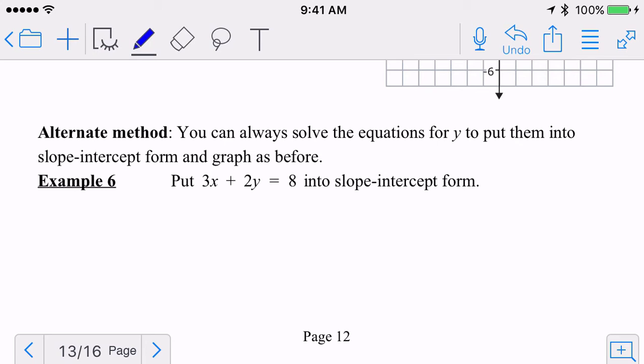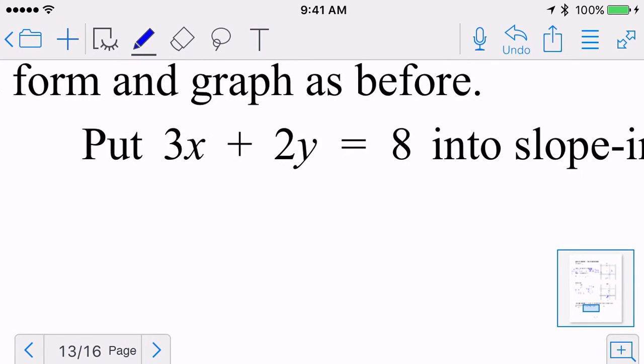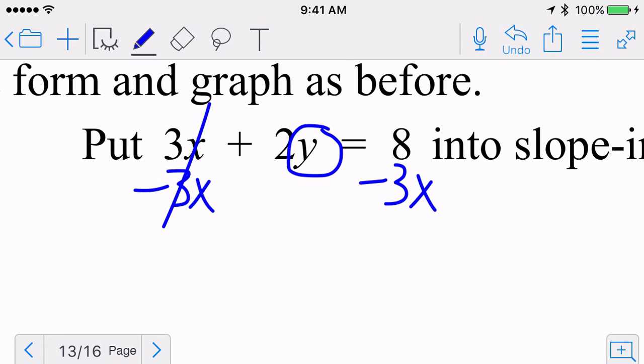All right, our last thing then here is going to be that alternate method again, just like we did for the point-slope form, is getting this into slope-intercept form, and then you can graph it. So how we're going to do that, remember our slope-intercept form is y equals mx plus b. So we're going to want to solve for y. So the first thing we're going to have to do is get rid of this 3x. Okay? So it's being added to 2y, so we want to subtract it from both sides. Okay? That gets rid of it here and leaves us with 2y on the left.